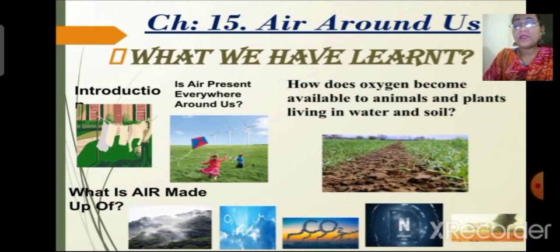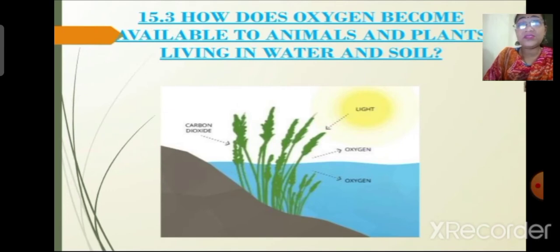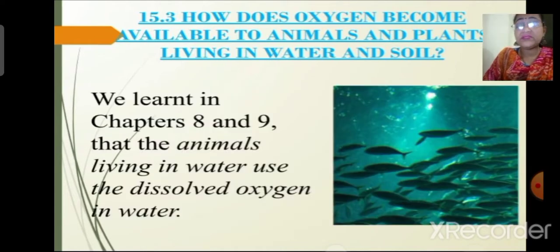So let us continue. The question is, how does oxygen become available to animals and plants living in water and soil? We all know that air is present everywhere and it can penetrate into any porous substance. Children, in previous chapters, we learned that oxygen in the water is available to all animals and plants living in water in the form of dissolved oxygen. These animals have adapted their body organs to inhale this dissolved oxygen present in the water during respiration.